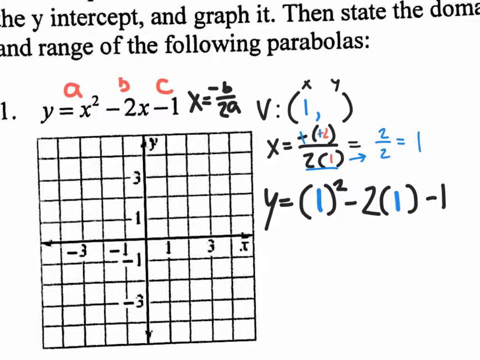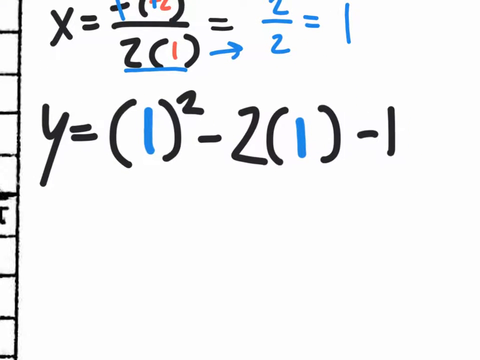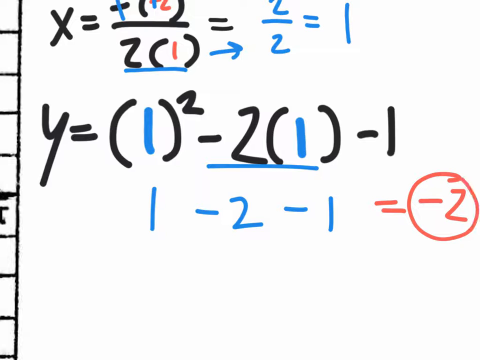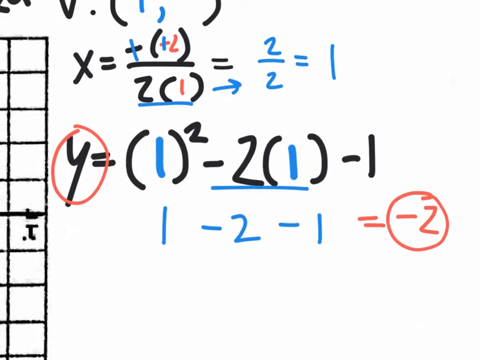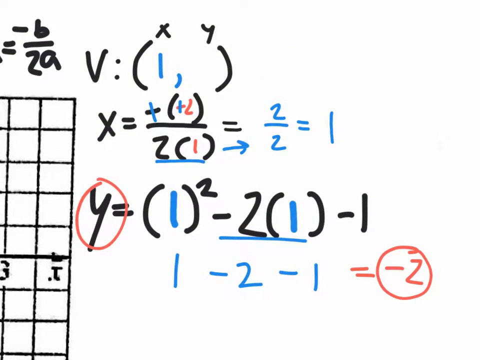Is everybody with me? Okay, so now we're just going to do the math. Let me zoom in right here. We're going to do exponents first. 1 squared, that's just 1. And then how about negative 2 times 1? That's just negative 2. Then bring down the minus 1 at the end. So it's simply 1, take away 2, that's negative 1. Take away 1, that's negative 2 again. So my final answer is negative 2. And we're talking about the y value. Y equals negative 2. Now, what do I mean by y equals negative 2? I'm talking about the y value on the vertex. The y value on the vertex is negative 2.